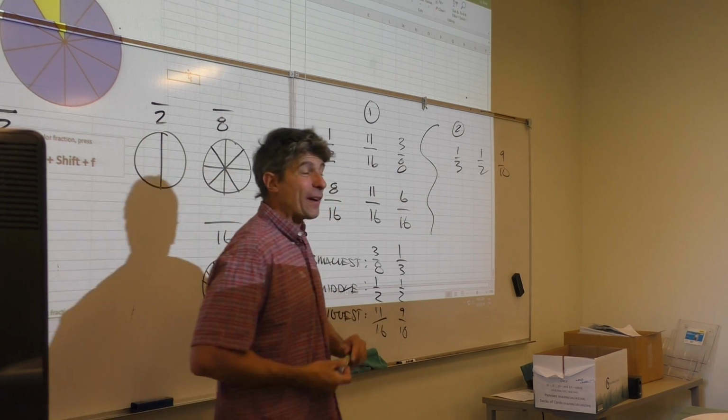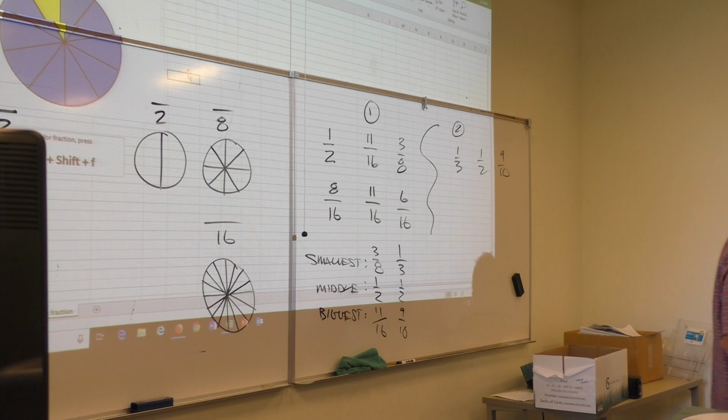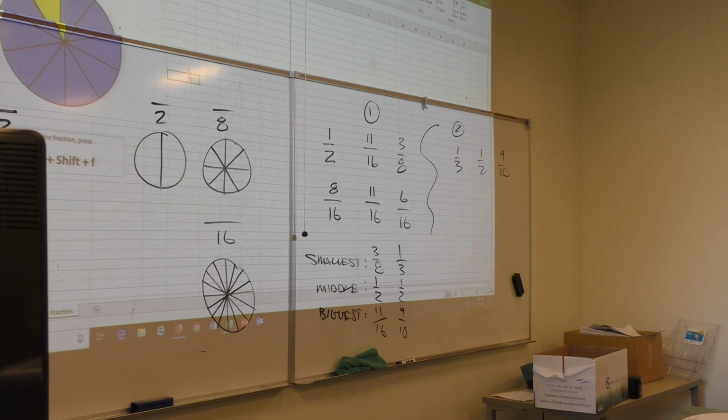Yeah. Anybody find a common denominator on this one? 30. Yes! 30 is going to be your easiest common denominator. Anybody use 60? 60 will work too. I mean, the math gets bigger, but you just have to reduce.